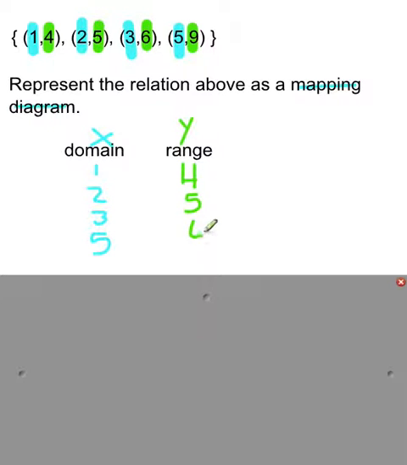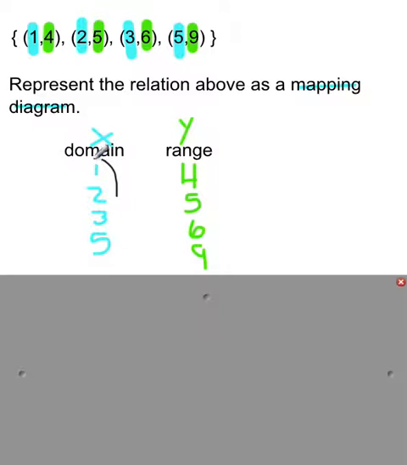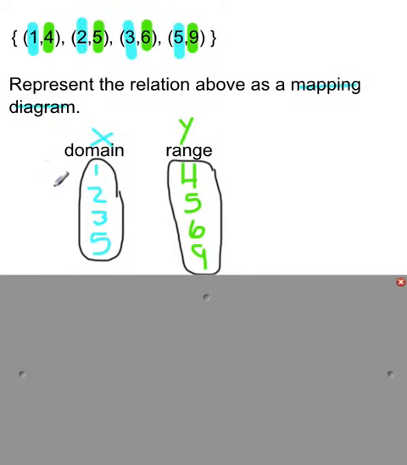This is a lot easier on the whiteboard than it is on the computer. Okay, now I'm going to circle these into my groups, my domain group and my range group. Okay, what did we do next? We drew lines from my inputs to my outputs.